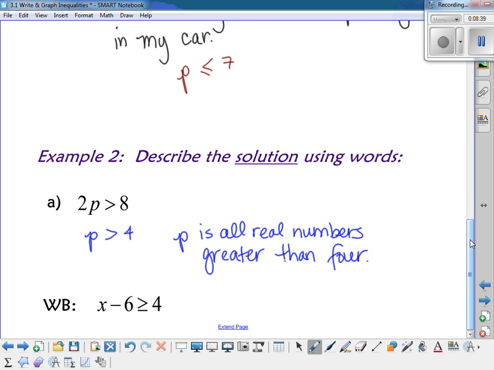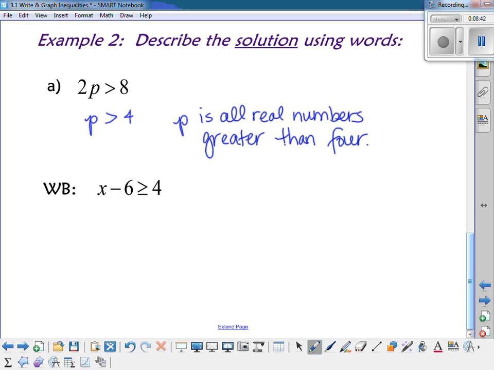So here's one for you to attempt on your own. Describe the solution of x minus 6 is greater than or equal to 4. So first solve it, and then describe the solution in words. Go ahead and pause the video now.